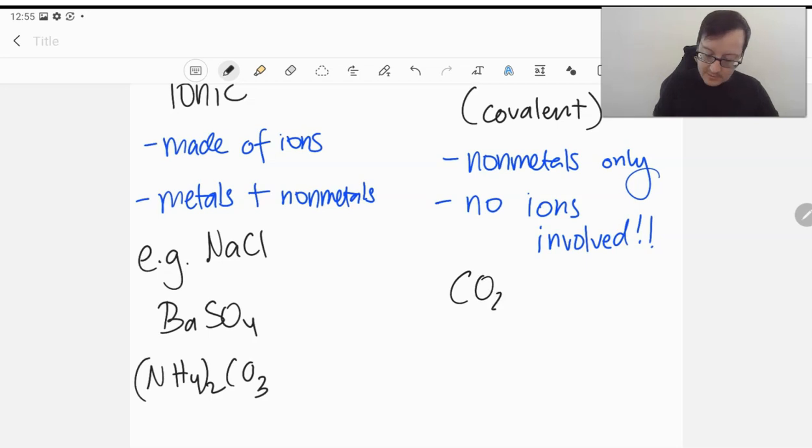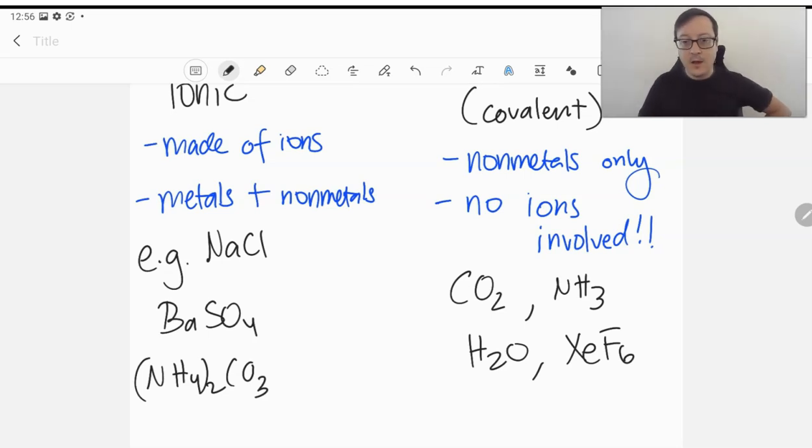Covalent compounds would be things like CO2 or NH3 or H2O or XeF6, xenon hexafluoride. There's only nonmetals involved with these, no exceptions to that. And so these are completely nonmetal compounds. We're going to see later on that they're held together not because of electrostatic interactions, but because of shared electron pairs. But that's something much later on in this semester when we talk about chemical bonding in Chapter 8. So we'll be focusing on those then.